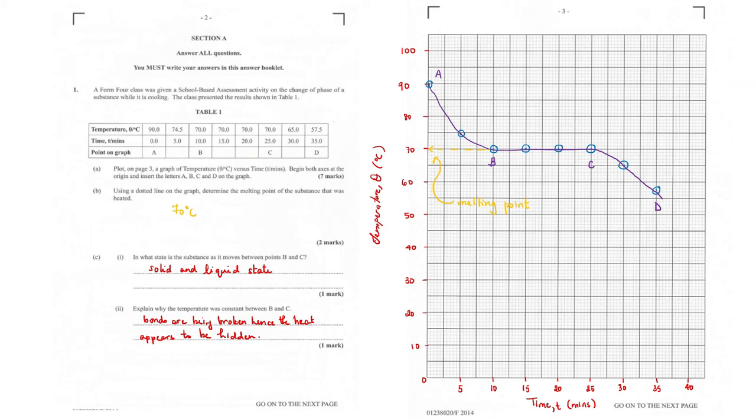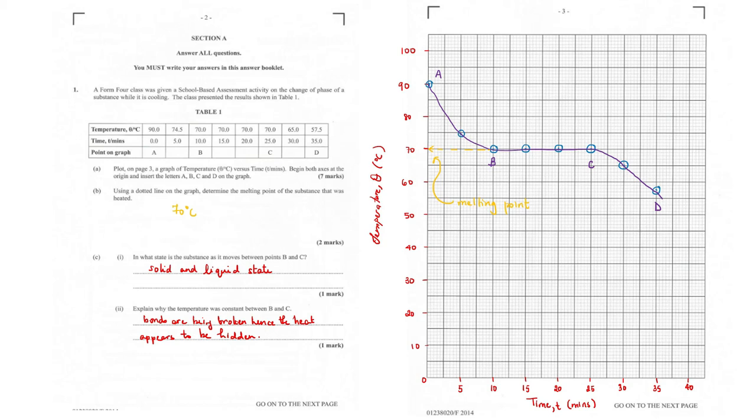Both axes may begin at the origin, and you want to insert the letters A, B, C, D on the graph. So I plotted it, and every 2 units I put 10 on the y-axis, and every 2 units I put 5, so I could get a nice big broad graph. And we see here that we're plotting, it's nice, and then we have this plateau here. The plateau is indicative of the melting point, also known as the freezing point, right? And we get 70.